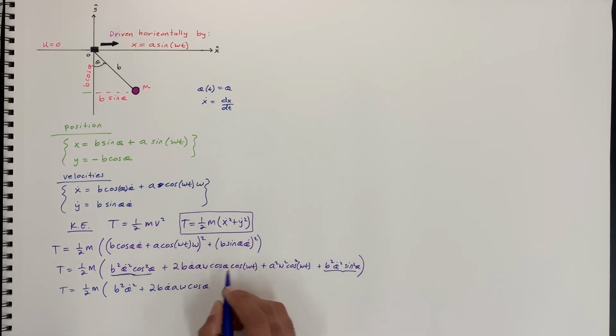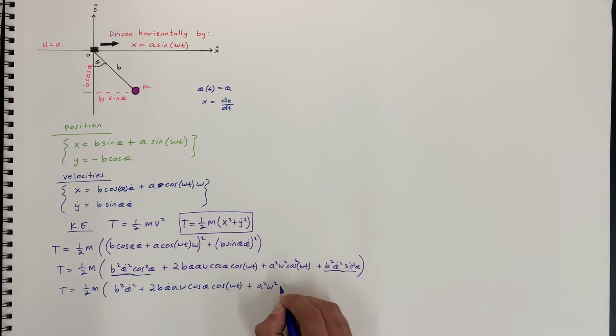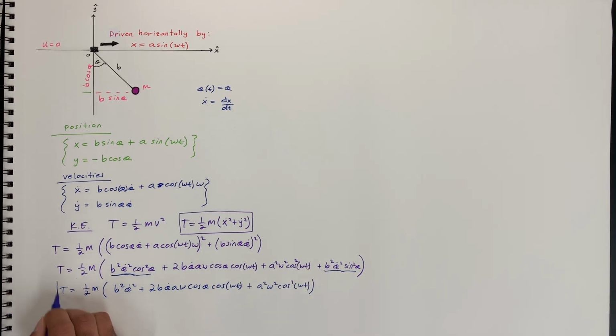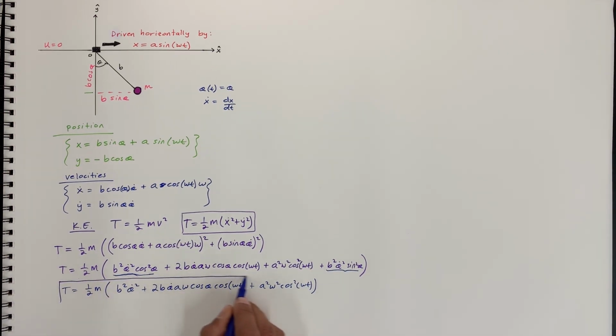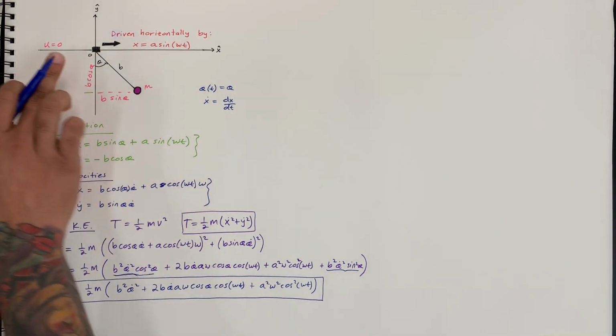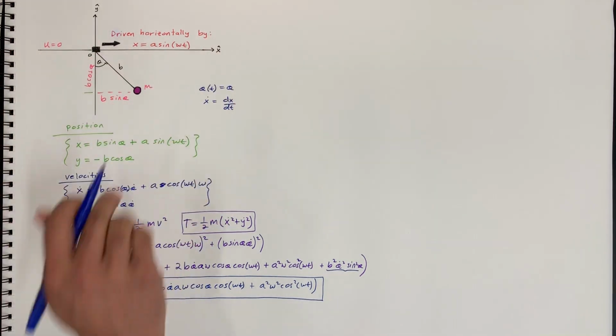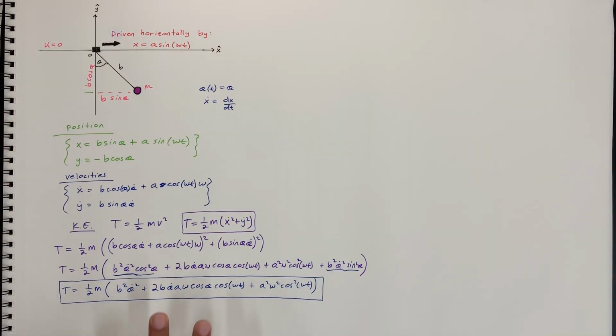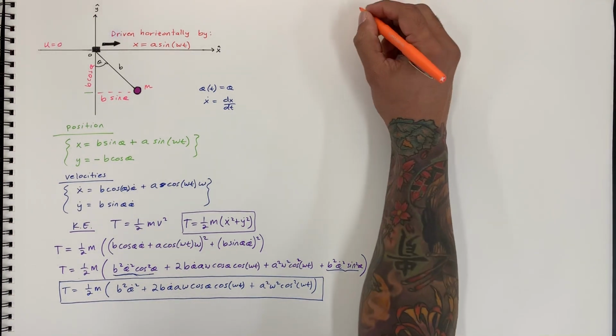Okay, so cosine theta, cosine, I'm going to keep these in parentheses because since it's 2 letters, I don't want to confuse the notation. Okay, so we have that. Perfect. So now this is our kinetic energy term, which represents the kinetic energy of the pendulum as it's being driven horizontally to the right. And now let's look for our potential energy.